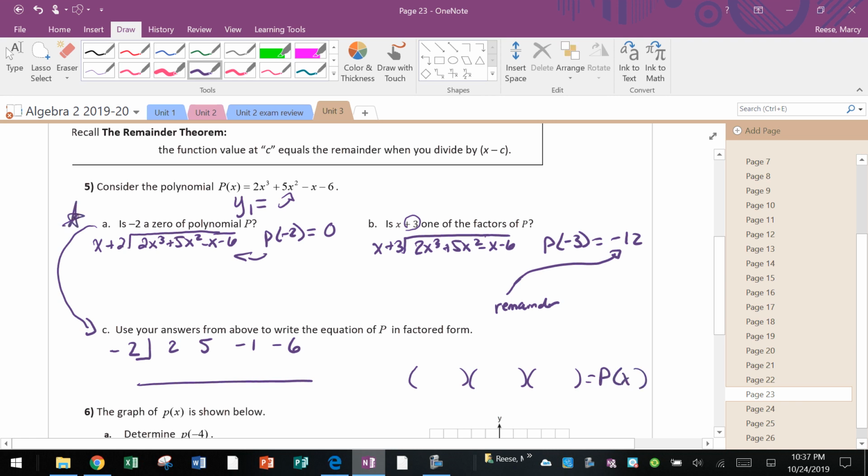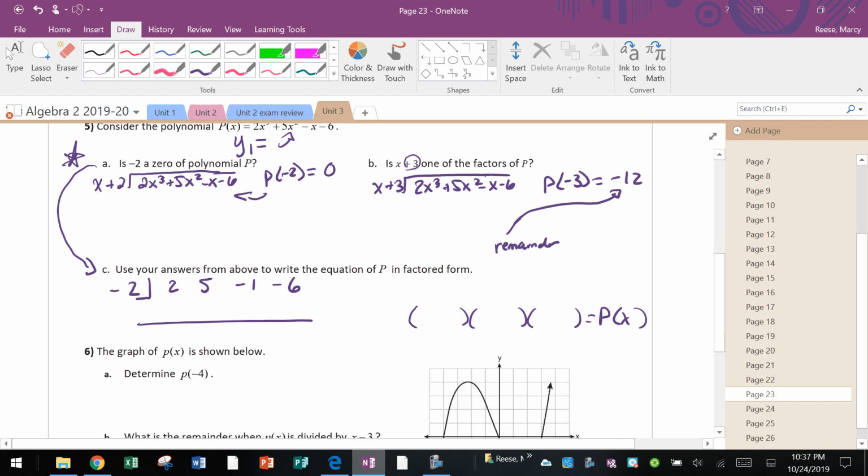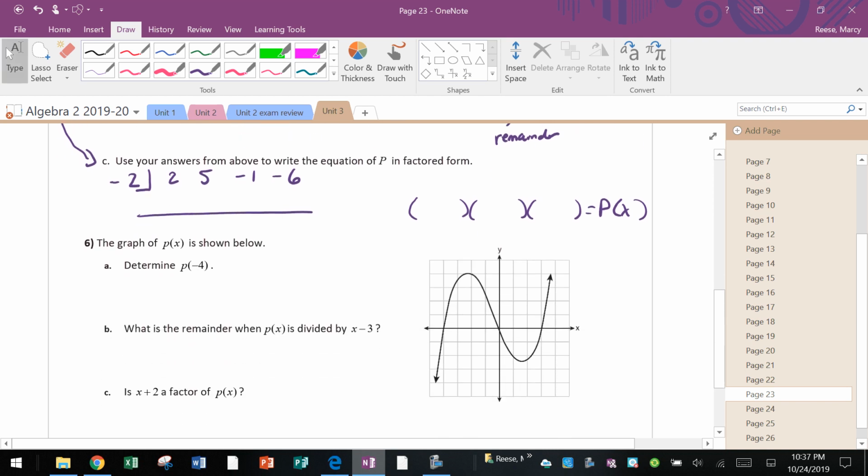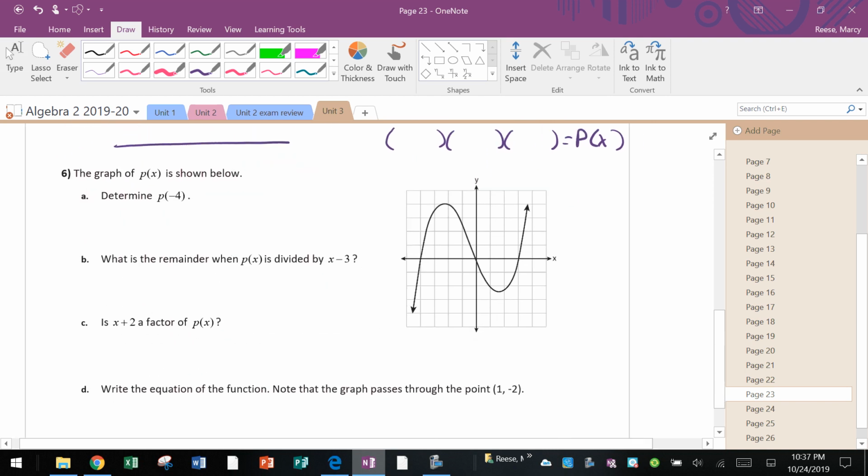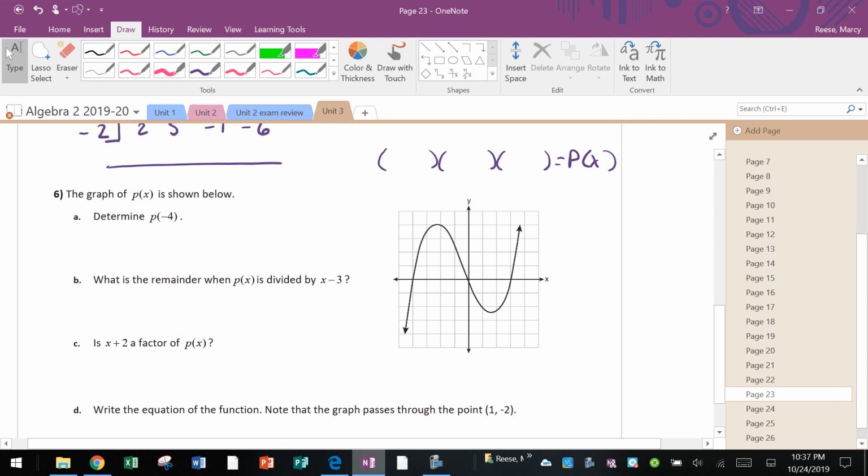Here's my other star. You're going to do this one by yourself without me. Okay, here's my last one, my grand finale here. Number 6. The graph of p of x is shown below. I'll show it to the right. Determine p of negative 3. Okay. So, or p of negative 4.